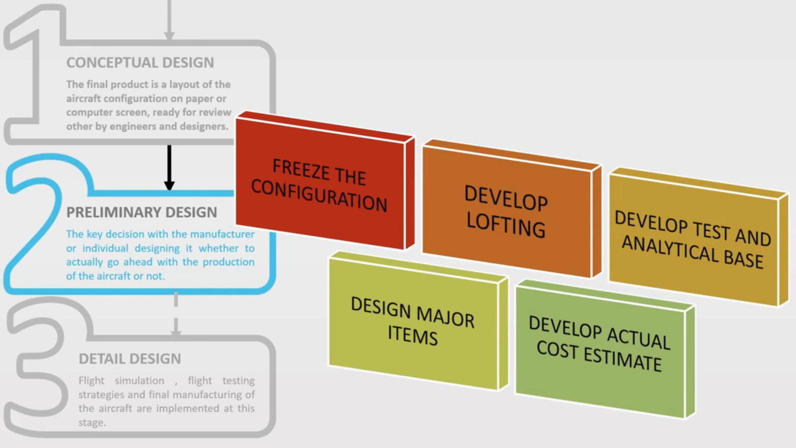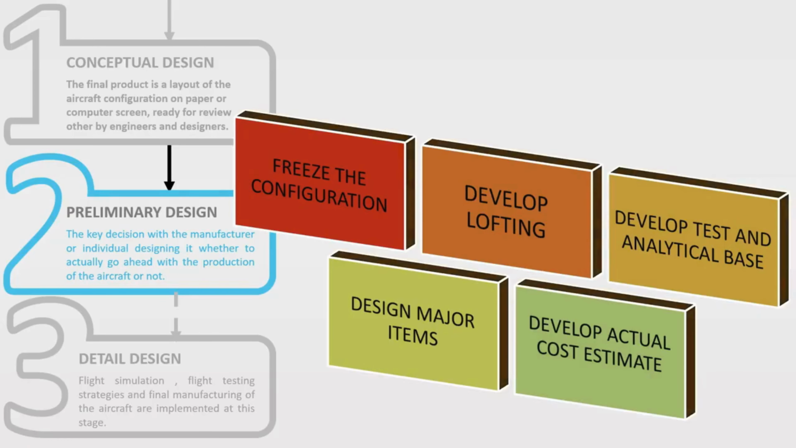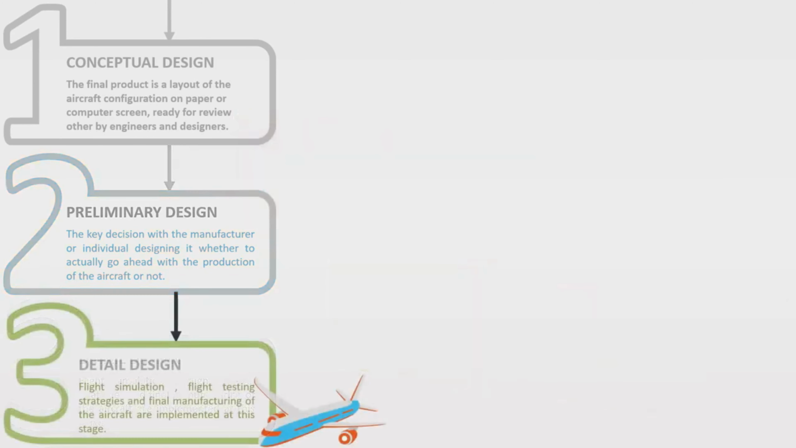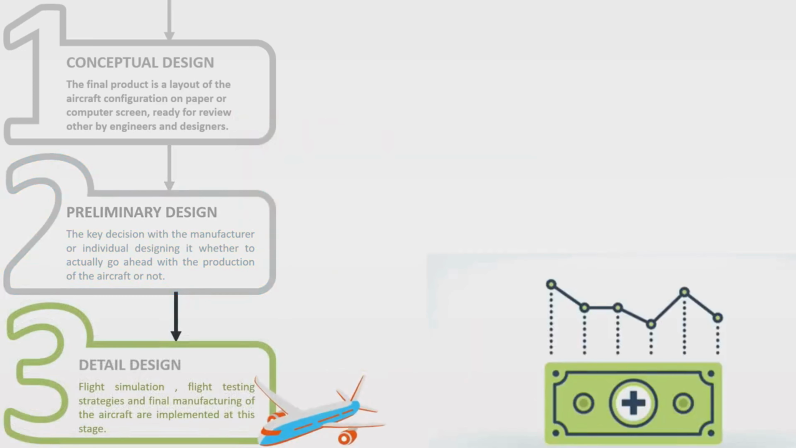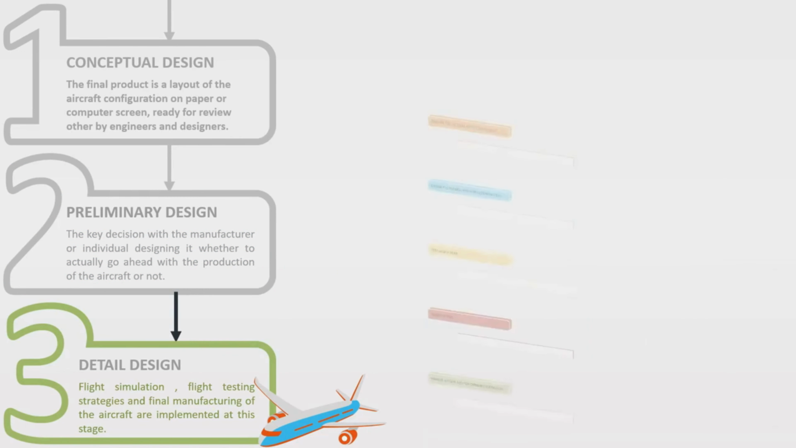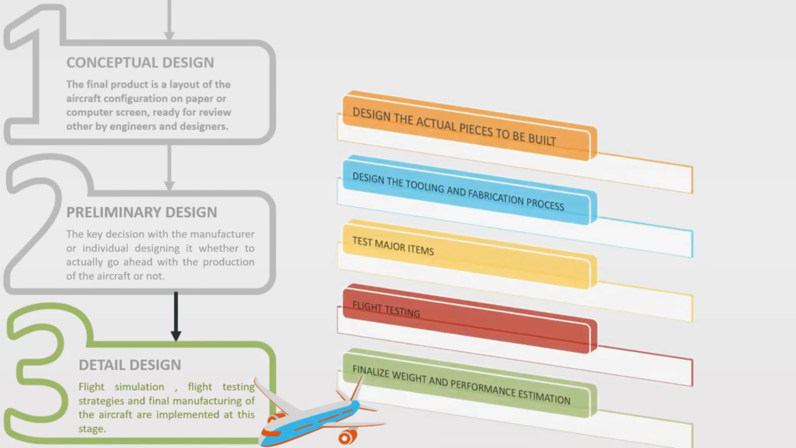Then after finalizing all the design, it lies in a very key decision with the manufacturer, okay, whether to actually go ahead with the production of the aircraft or not. So several designs are tested and analyzed, including performance, and whether it is economically stable or not. If it is stable, then it moves to the next step, that is the detailed design.